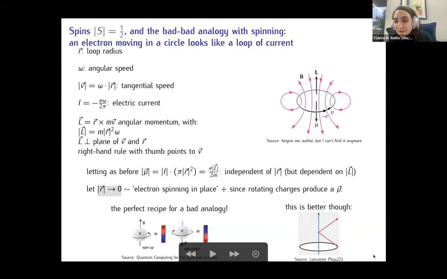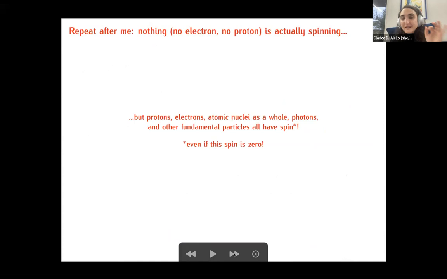You have to remember that the best way of looking at this is using this sort of arrow placement here that I'm not really talking too much about. So from now onwards, we can take those things as two different spin states, spin up and spin down, okay? But again, repeat after me, nothing is actually spinning at all.